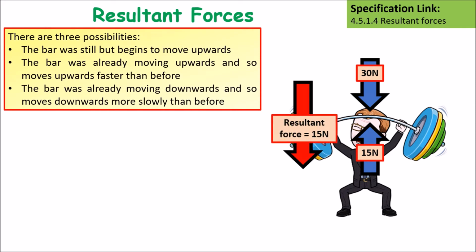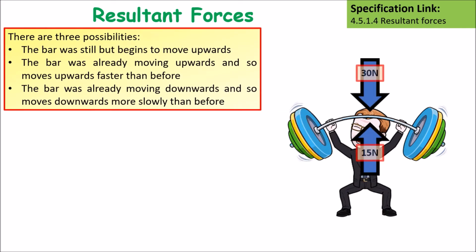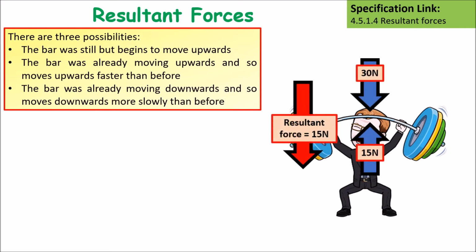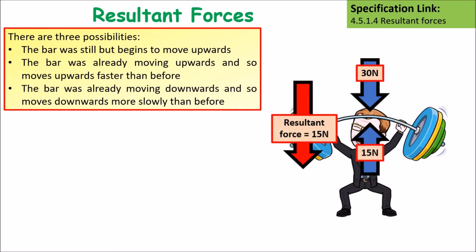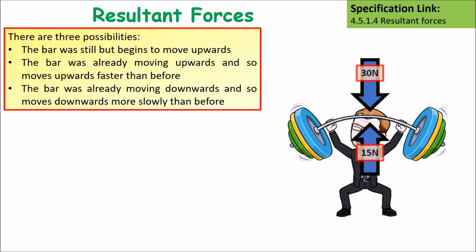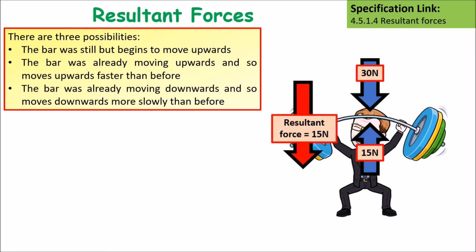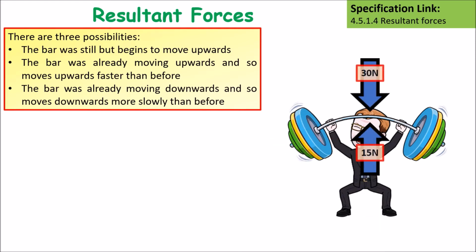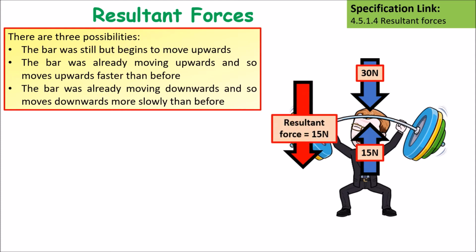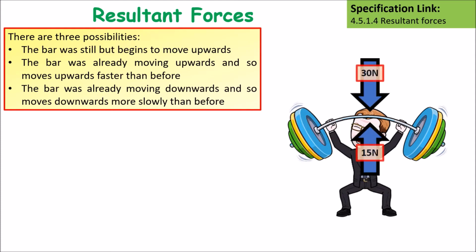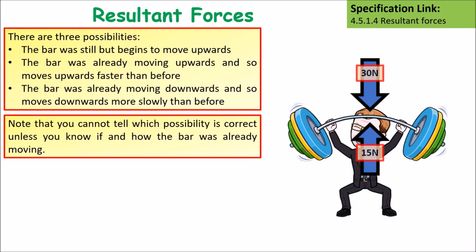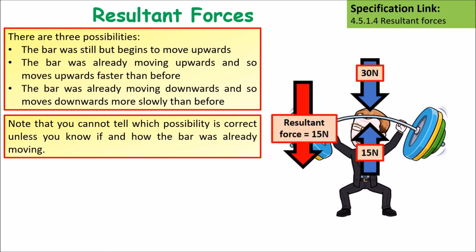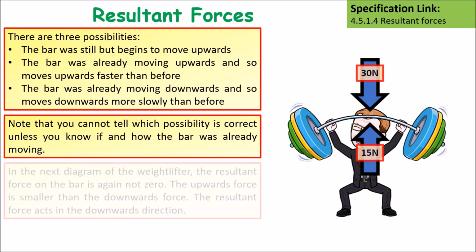So there are three possibilities. The bar was still to begin with and moves upwards. The bar was already moving upwards and continues to move upwards faster. Or the bar was already moving downwards and so moves downwards more slowly than before. Note that you cannot tell which possibility is correct unless you know if the bar was already moving.